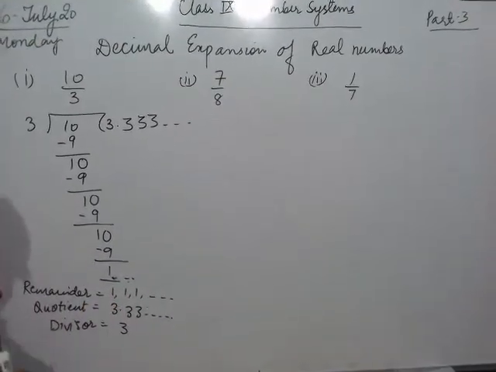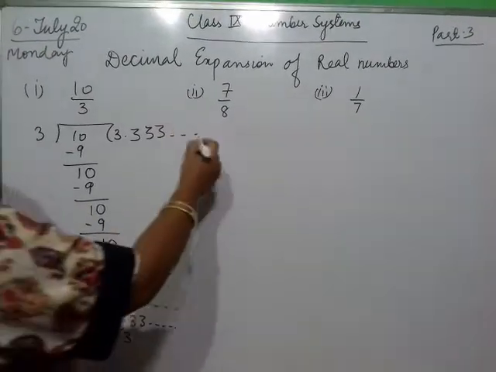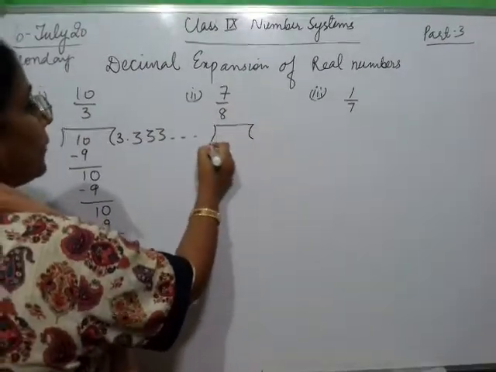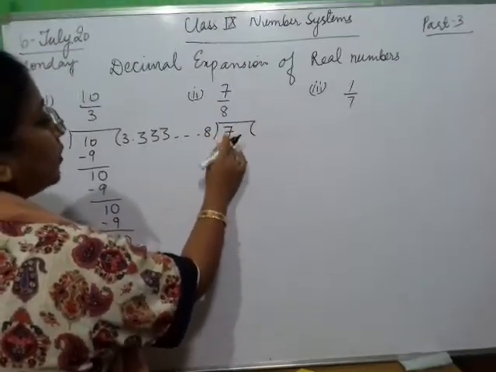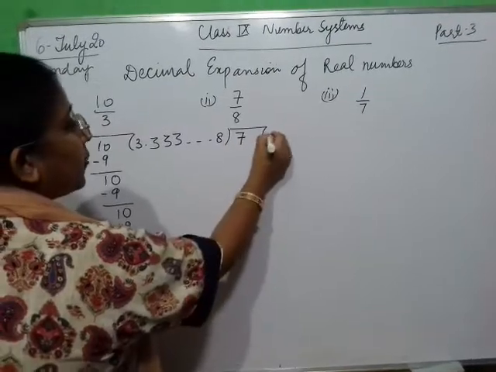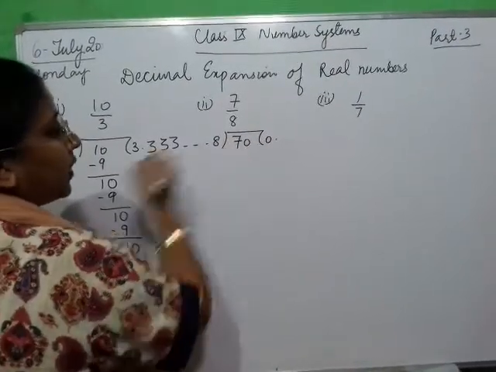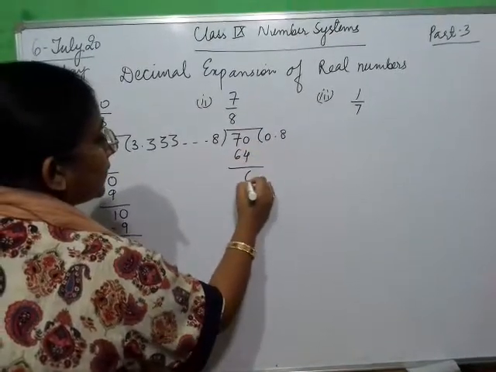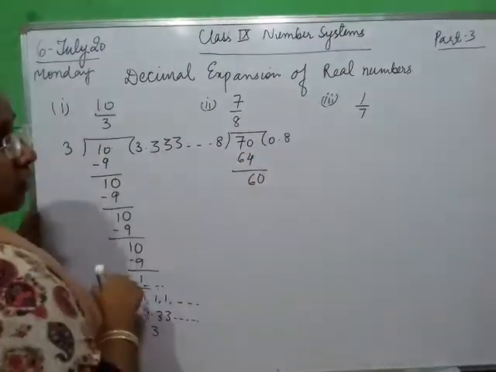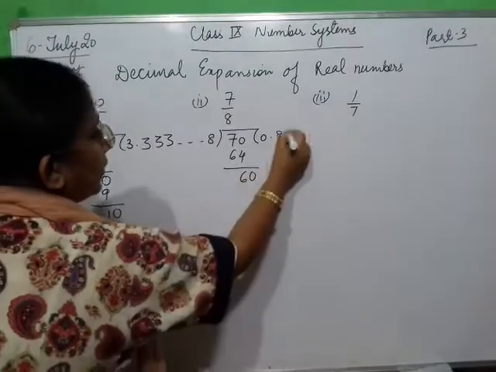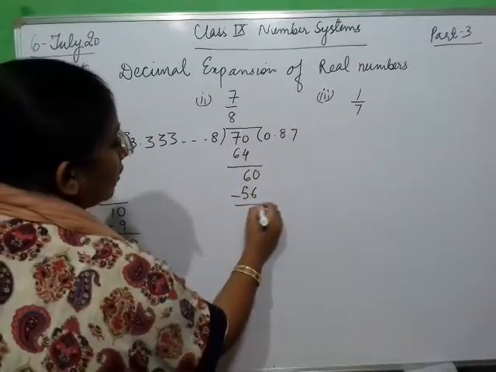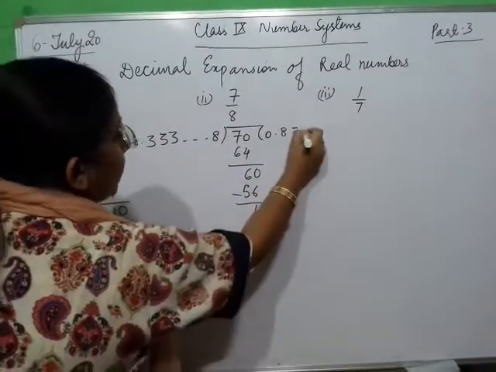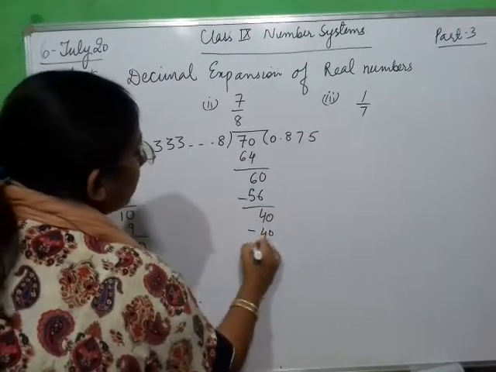Similarly, let us do the division for 7 by 8. 8 into 7. Now 7 is smaller than 8, so we will put a decimal. So it will become 70. Now 8 8s are 64. So 6 is left. Now we will put a 0. Now 8 7s are 56. Now 4, 0. 8 5s are 40.